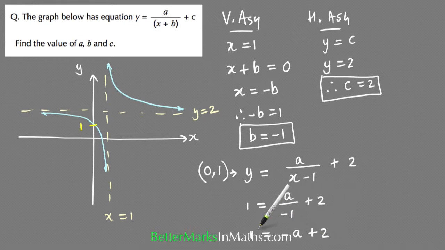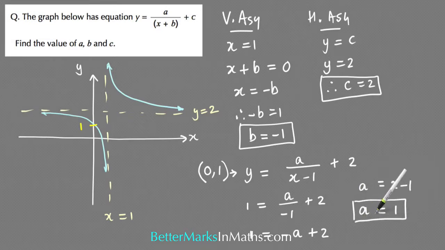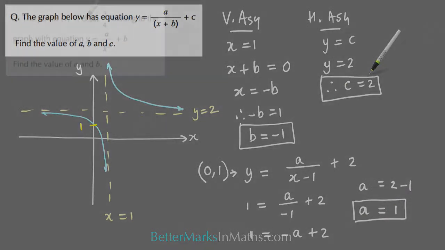Moving the a to this side, it becomes positive, so you get a equals, and then moving that 1 to this side, it becomes negative, 2 minus 1, so a equals 1. And that's the value of a. I thought I'd made a mistake there for a moment, so that's that one. A is 1, b is minus 1, and c is 2.